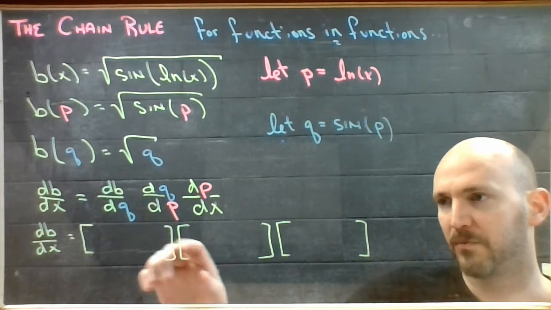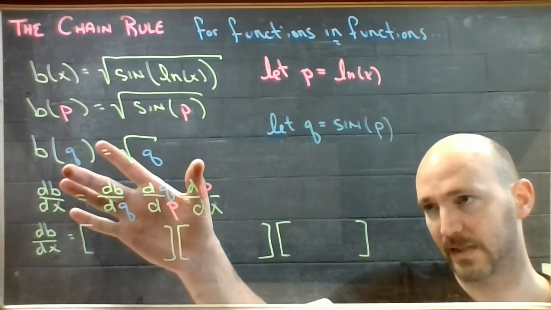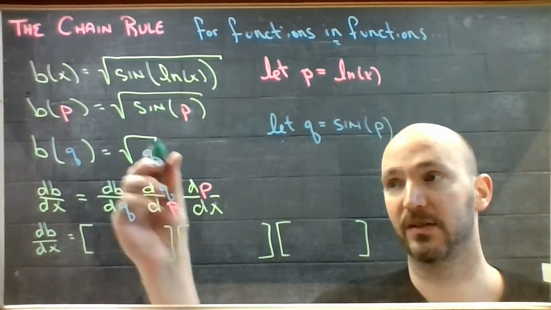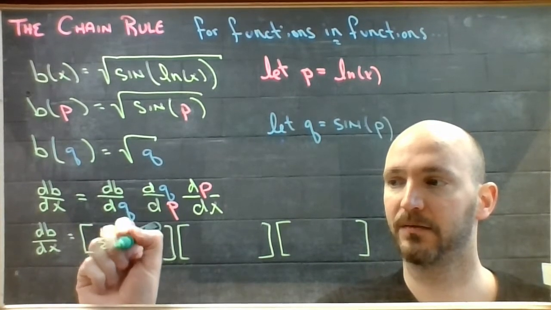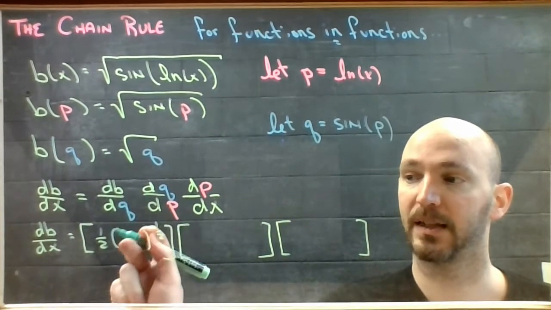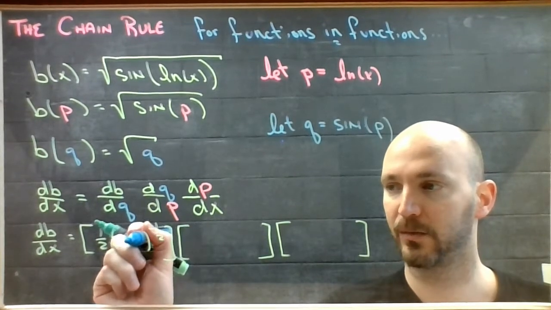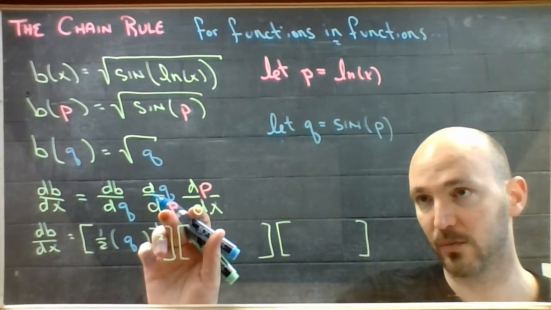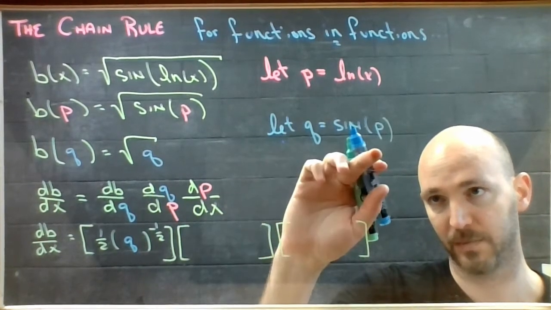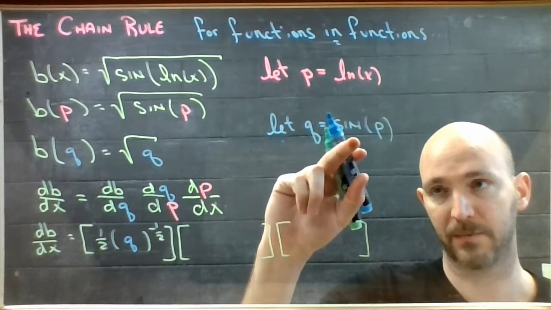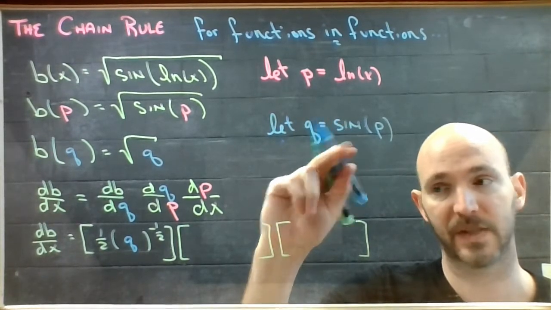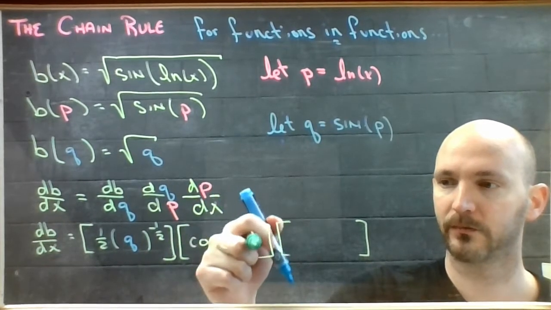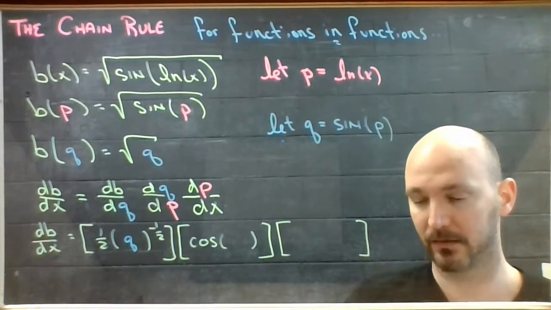So find b of q, that's there. The derivative of this thing would be, that's just a radical, so 1/2 of whatever to the negative 1/2. And the thing that's in there is q. Fine. This box needs to be dq by dp. So I find q and p. The derivative of this by p, and this is just a sine. So the derivative of a sine is a cosine, and it would be cosine of p in that bracket.